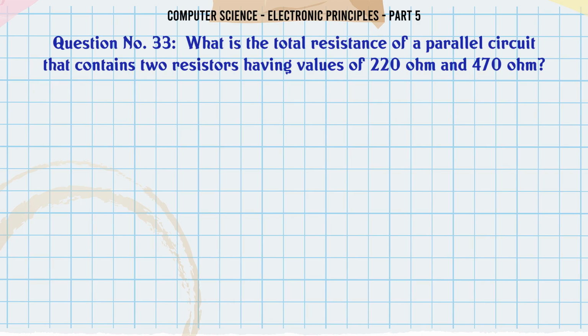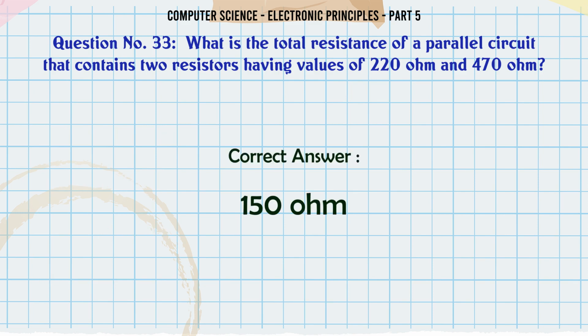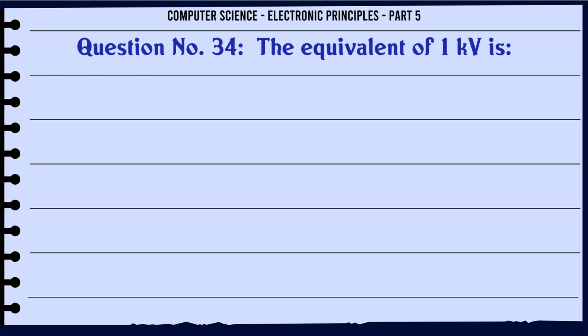What is the total resistance of a parallel circuit that contains two resistors having values of 220 ohm and 470 ohm? A. 220 ohm. B. 150 ohm. C. 445 ohm. D. 690 ohm. The correct answer is 150 ohm.